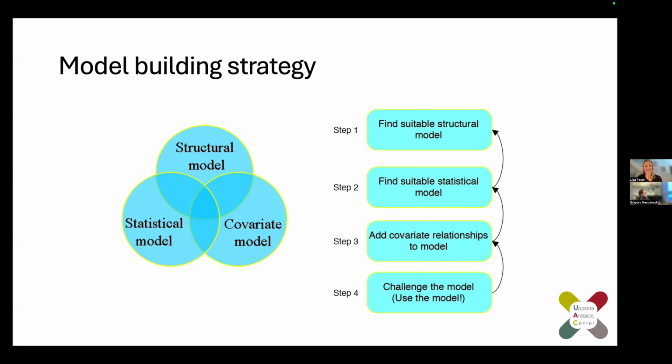Okay. So when you build this model, you usually start to find the structural model, then you move forward to the statistical model, you add the covariate relationships, and then you challenge the model by evaluating the predictive performance. And then you might go back again to re-evaluate steps. So you might move a little bit back and forth in this procedure.